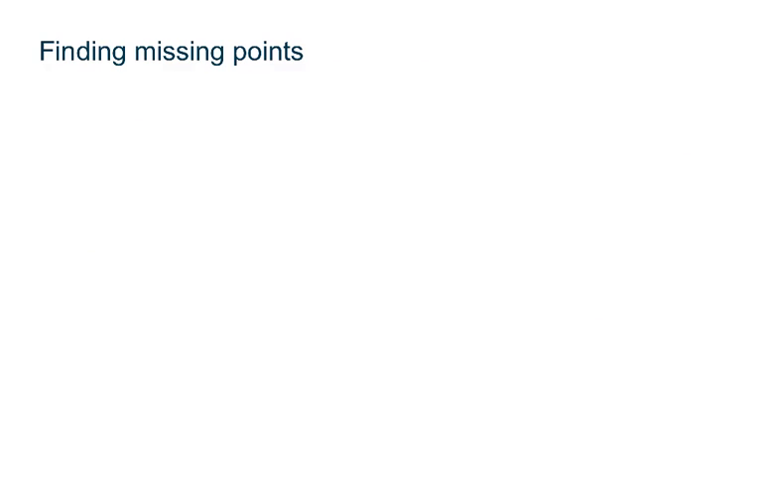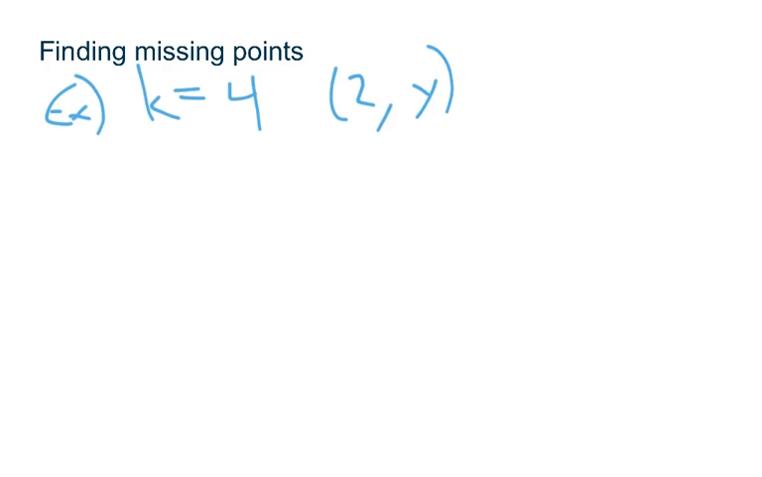All right, finally, let's talk about finding missing points. So there are several different looks you could get with this. Let's say for the first example, you're told k equals 4, and the point is (2, y). And you have to find what y is. So you use the idea of y equals kx, y equals 4x, and then what you can do is take this 2 and plug it into x.